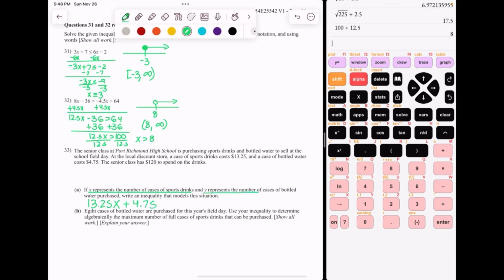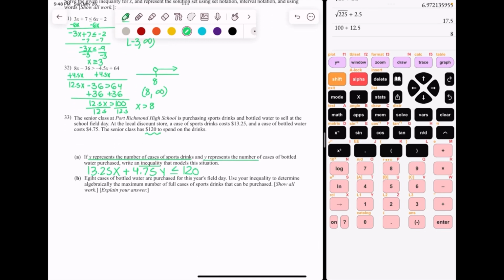And it says the senior class has 120 to spend. Well, if they have 120 to spend and I want to write an inequality, they could spend equal to 120 or they could spend less than it. If it just told me to write an equation, then I could have put an equal sign. Now it says 8 cases of bottled water were bought. Bottled water is Y, so I'm going to replace Y with 8. And that's less than or equal to 120.